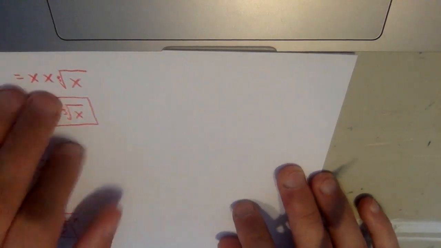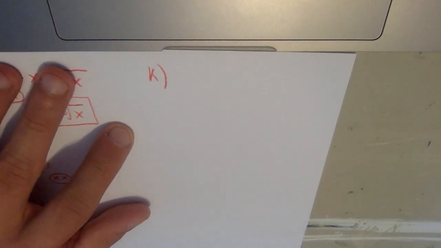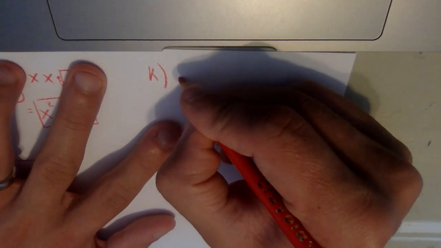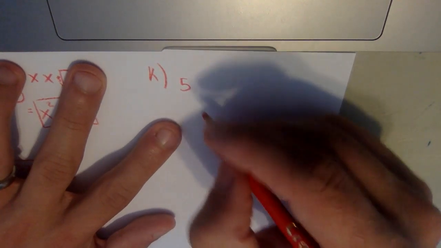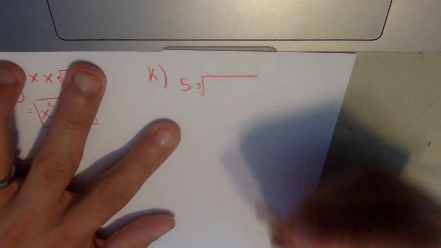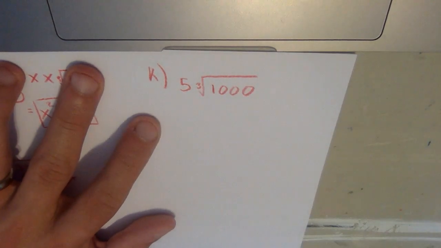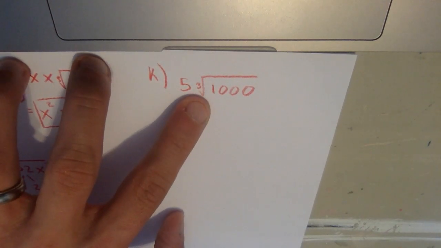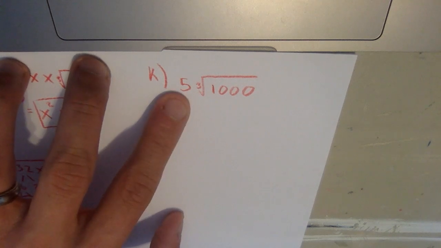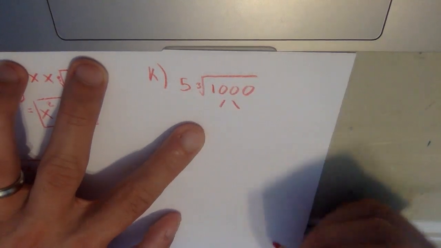That was J. Let's go to letter K. K looks like this. We're going to do a big 5 times the cube root of 1,000. So we've got a cube root, so we're looking for 3 of a kind here. And whatever comes out, we'll multiply it by 5. So in this case, I can start to break this down.